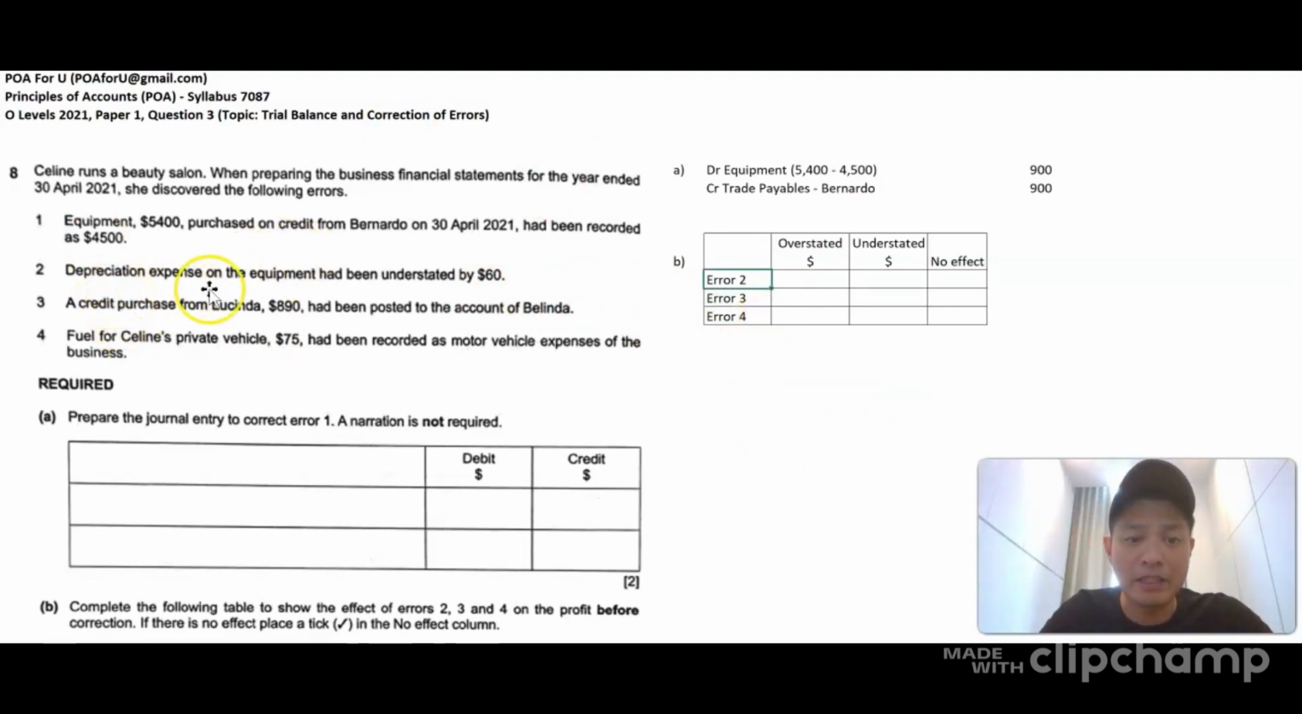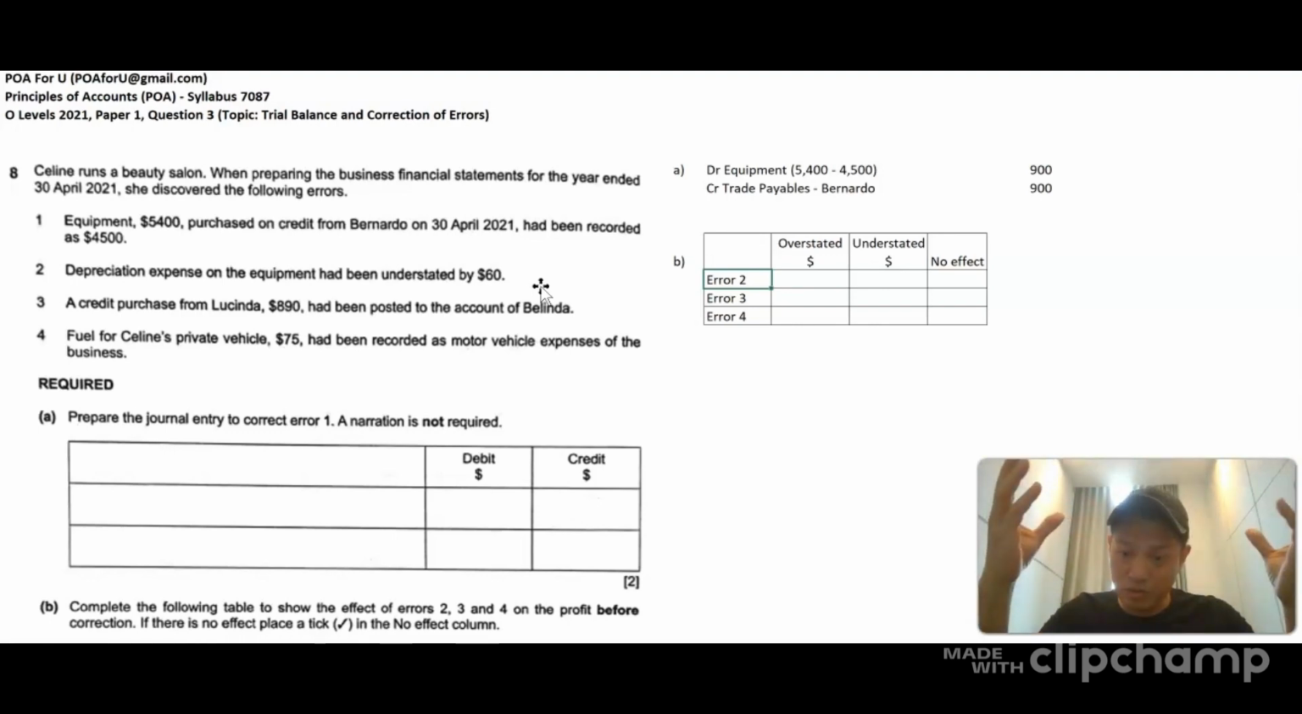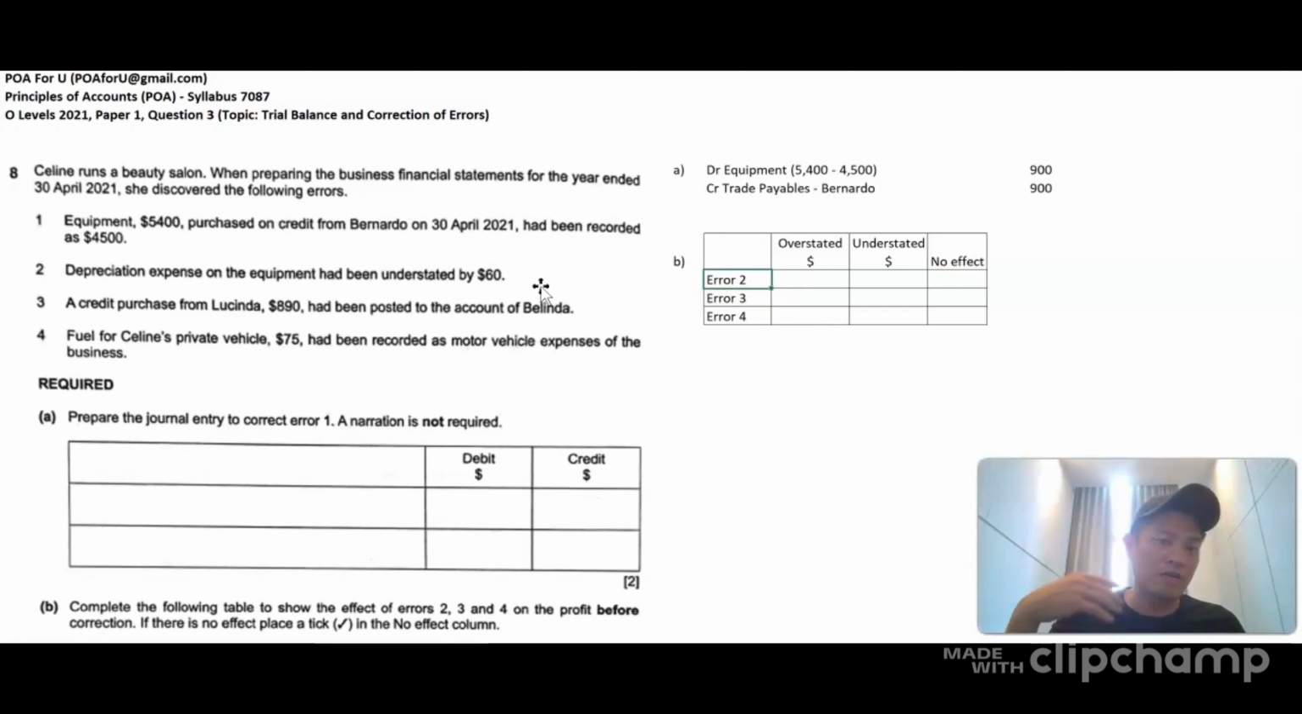So depreciation expense on an equipment had been understated by $60. Now, depreciation is an expense, and if you look at the statement of financial performance, it starts with revenues, and then you less all your expenses. Depreciation is one of the expenses, and then you'll get profit or loss. So if your expense were under-recorded or understated, then your profits will be artificially overstated. So I put here overstated by 60.